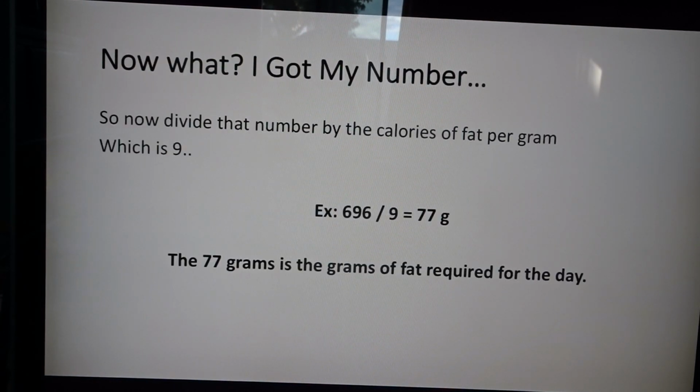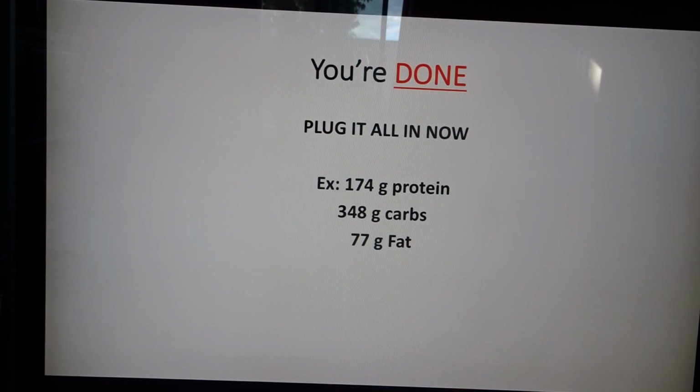Now that I got my number, I'm gonna divide that number by the calories of fat per gram, which is 9. We saw in that diagram earlier, it was 1 gram of carb equals 4 calories, and so on. So I'm gonna take 696 and divide it by 9. I'm gonna get 77 grams of fat. That is how much fat I need for the day. And basically, you're done. You just plug it all in now.